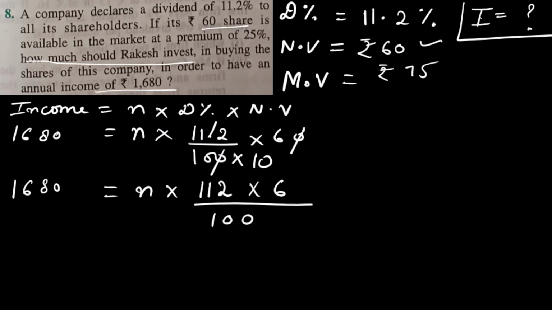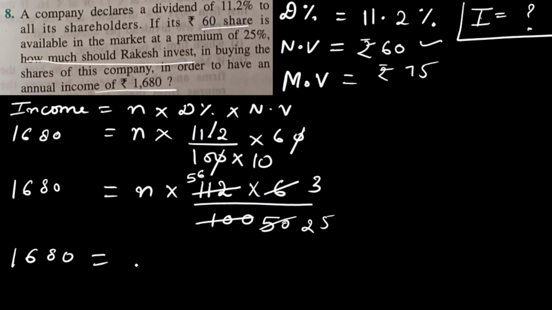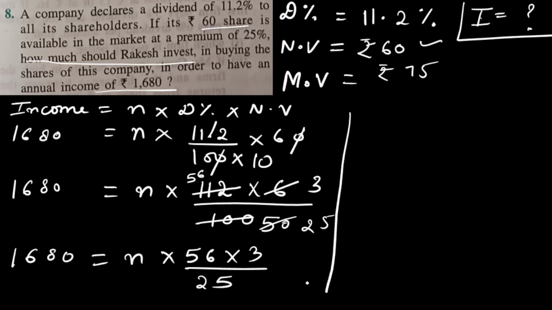If any cancellation is possible we can do it, then we can shift everything to the other side. So this is 2 into 3, 2 into 50. This also we can cancel. Up and down cancellations we can do. This also, 2 stable, 2 into 5, then 2 into 6, so 2 into 56. This is 2 into 25. So I have got 1680 is equal to N into 56 into 3 by 25. Now N we have to find.